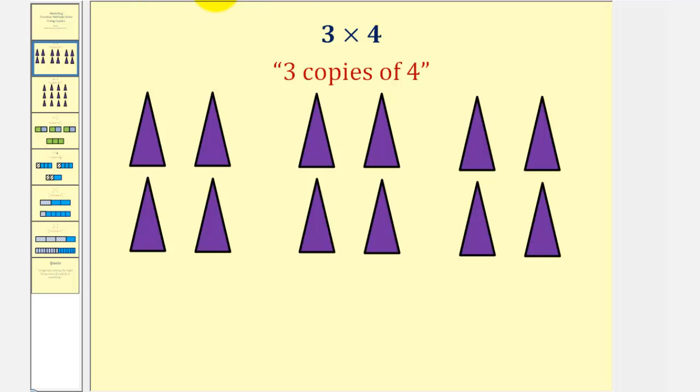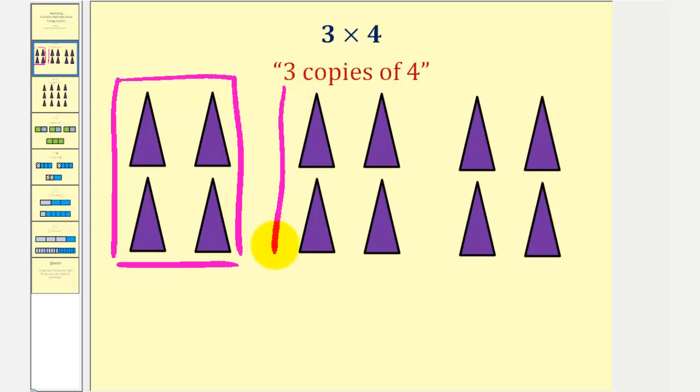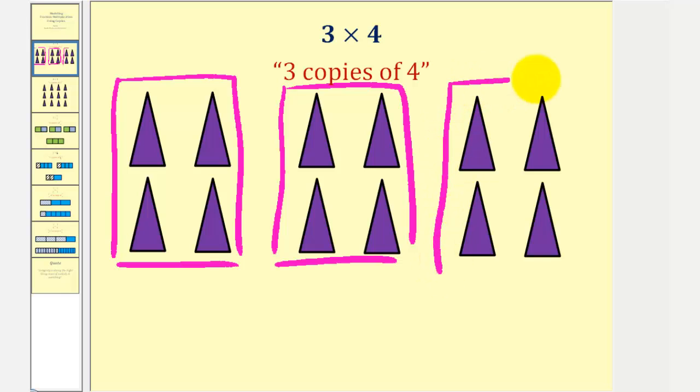So if we have 3 copies of 4, this would be 1 copy of 4, this would be a second copy of 4, and this would be a third copy of 4. Now we can see that 3 times 4 equals 12.